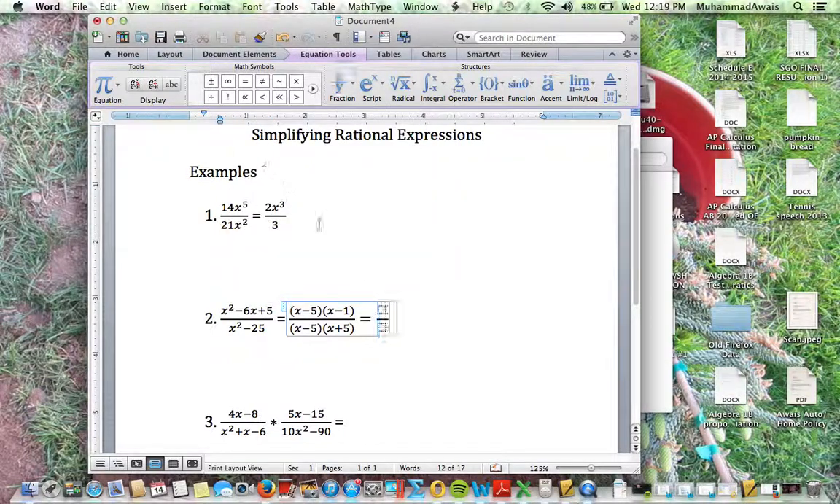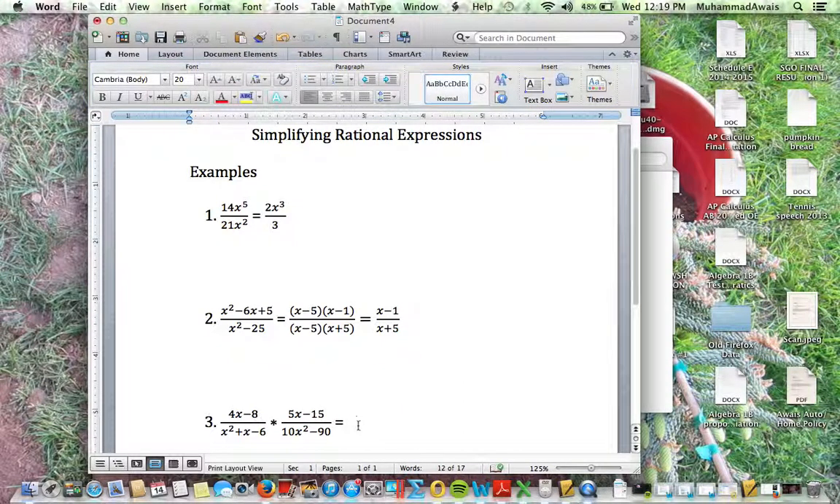And now what we can do is, x minus 5, what do they both have in common? X minus 5. X minus 5 cancel, x minus 5 cancel, and all we're left with is x minus 1 over x plus 5. Done. We don't need parentheses around this because it's not being multiplied by anything, so we're okay with that.